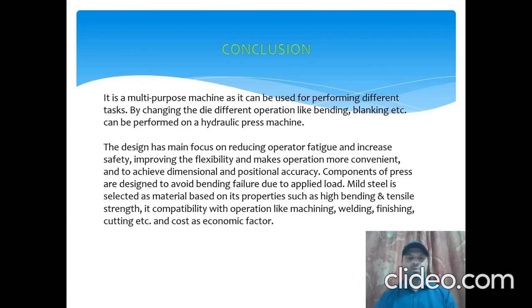To achieve dimensional and positional accuracy, components of the press are designed to avoid bending failure due to applied load. Mild steel is selected as material based on its properties such as high bending and tensile strength, its compatibility with operations like machining, welding, finishing, cutting, and cost as an economic factor.